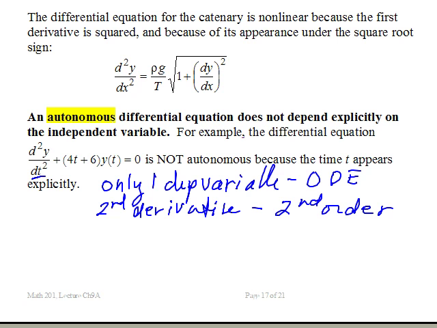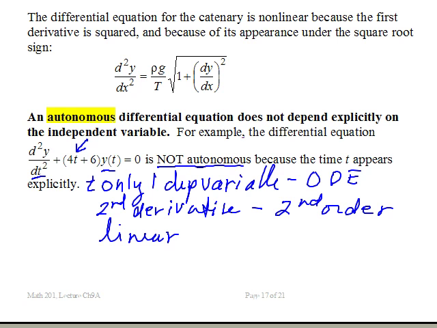It's not squared, cubed, multiplied by another function or derivative. The square root of it is not being taken. Also, the function here, y of t, is not squared, cubed, or multiplied by any other derivative or any other value of the function. So it is a linear second order ordinary differential equation. Now, is it autonomous? If we look through here, the independent variable is t, and there is a t in this equation. So it is not autonomous.